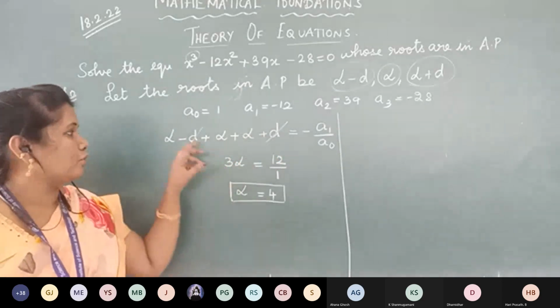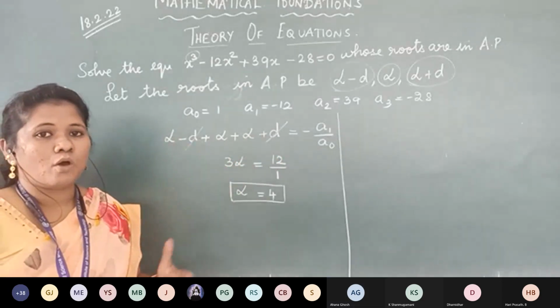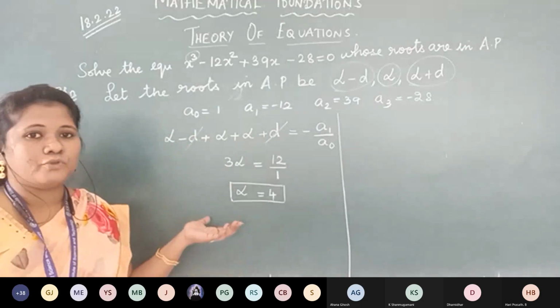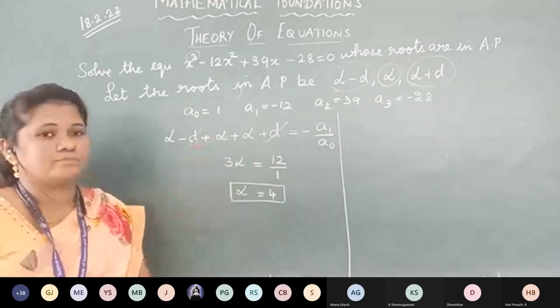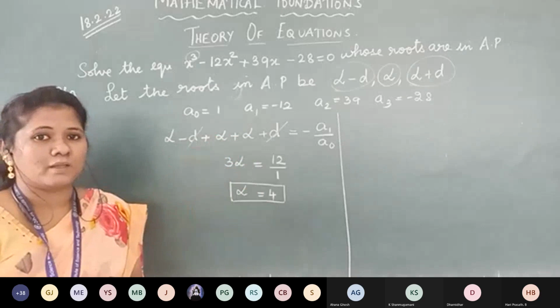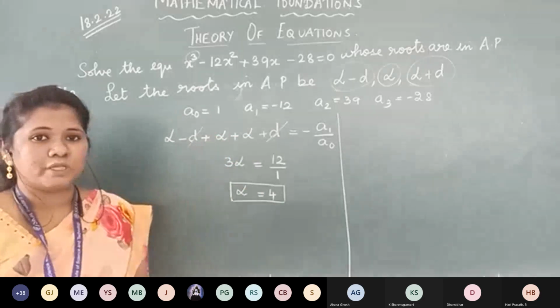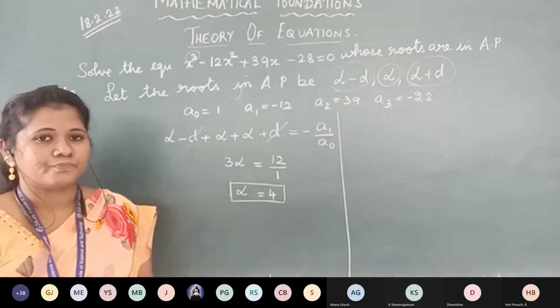Now you want to find out your d value. What if you substitute? You can get your d value. You have got another value. If you take the roots two at a time, you can get your d value.